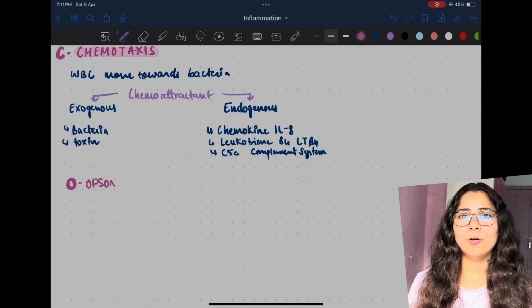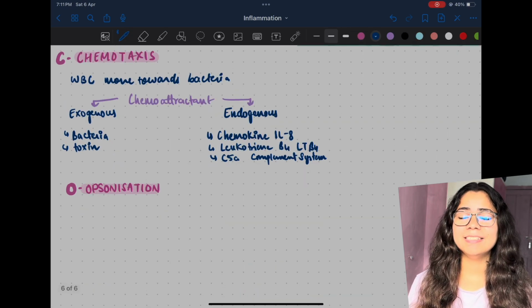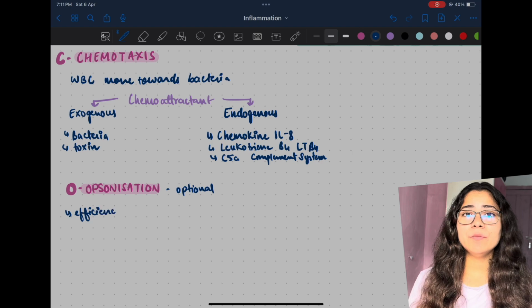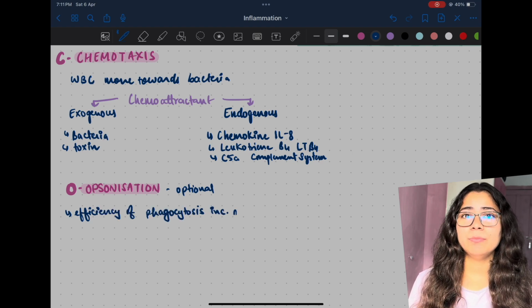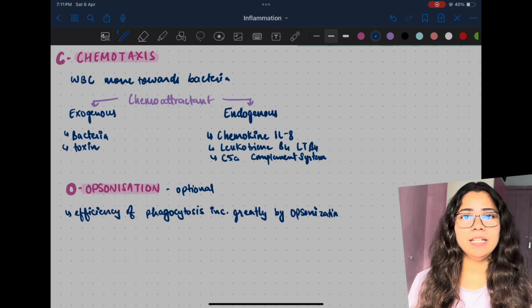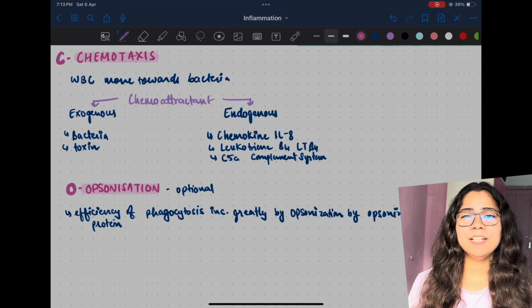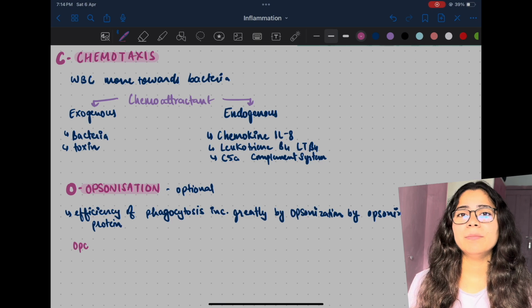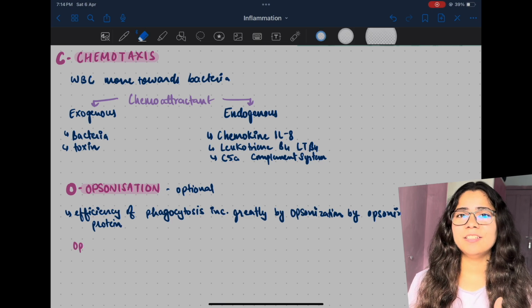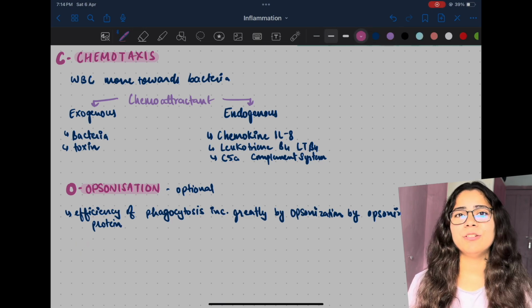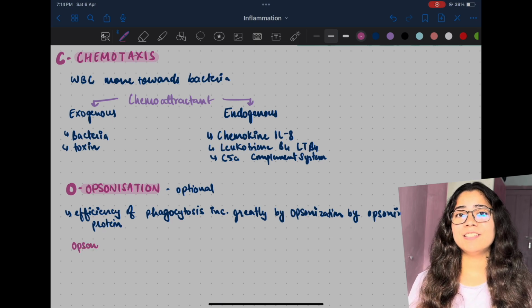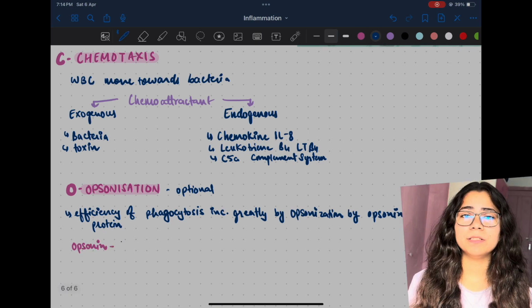And next is O for opsonization, and O for optional. This step is optional. Efficiency of phagocytosis, that is our next step, is increased when bacteria is opsonized with opsonin protein. And this is just like making your food tasty to eat. We are making the bacteria tastier for the leukocyte so that it will phagocytose easily, because tasty food is easy to eat. Major opsonins are IgG antibody and C3b, that is a complement protein.